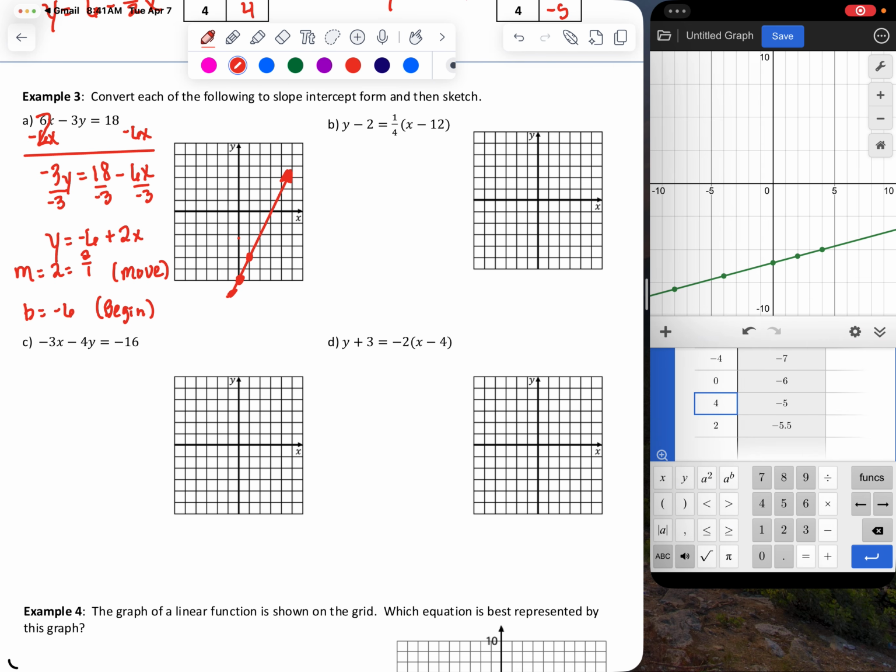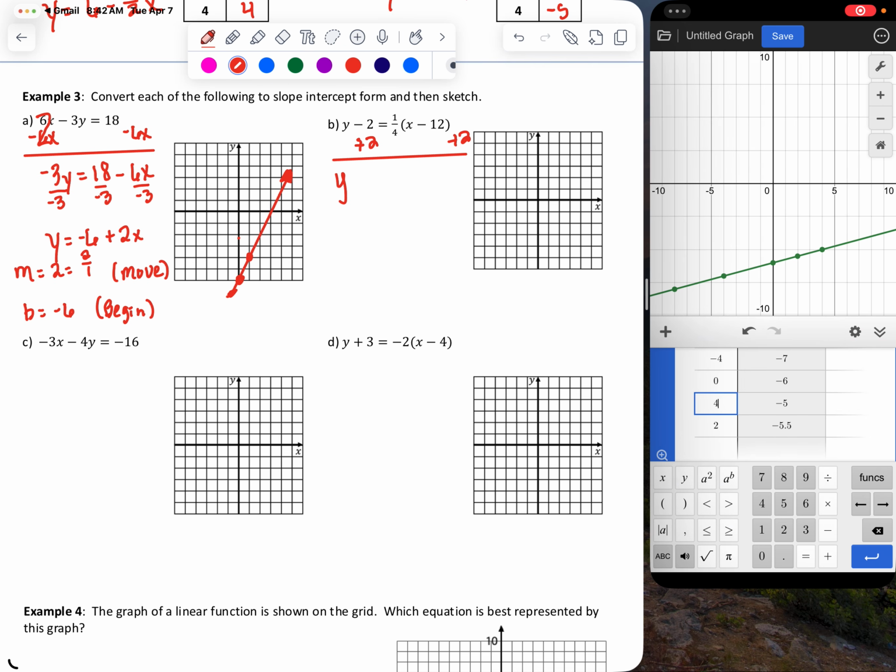And there's our line. All right, problem B. We have y minus 2 equals 1/4 times the quantity x minus 12. Now here, the y is almost by itself. We just need to get rid of the minus 2. So the inverse operation for minus 2 is plus 2. So I'll add 2 to the left side and add 2 to the right side.